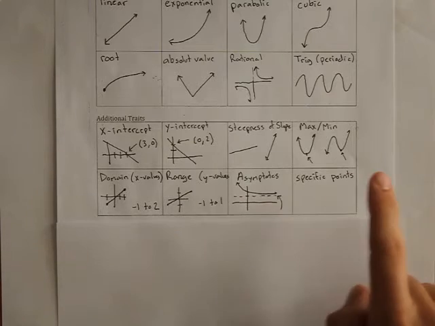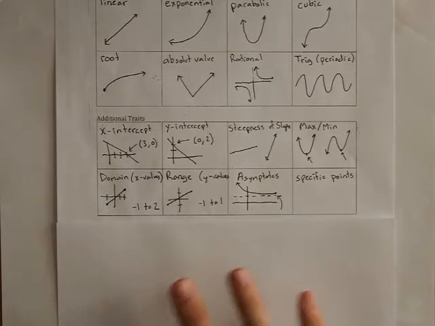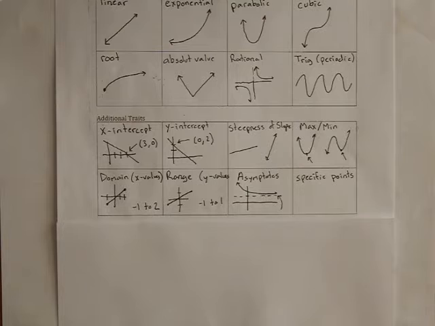A lot of times intercepts, max mins, and restrictions on domain and range will get you pretty far, but sometimes just needing to list a couple other points will be incredibly helpful.